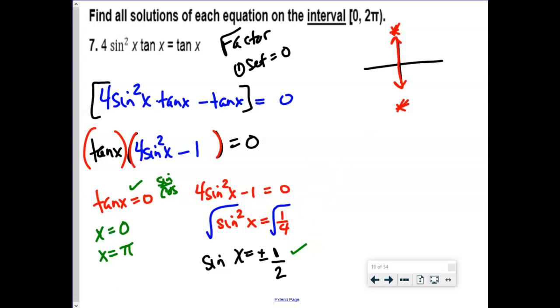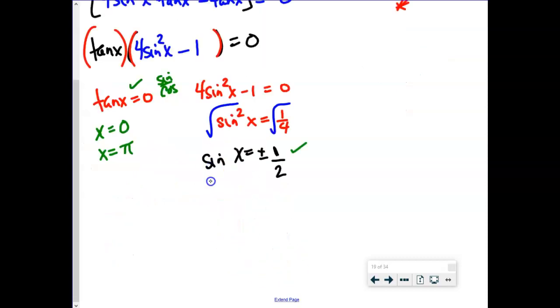Where is sine positive or negative 1/2? You got a family here. You got this guy and this guy, the pi over 6s, I think. Yeah. So we're going to add to this list, and we're going to say x equals pi over 6, 5 pi over 6, and 7 pi over 6, and 11 pi over 6. Now, I could have just listed all those out in one line, because I forgot we weren't doing the plus 2 pi n thing. So 1, 2, 3, 4, 5, 6 answers.